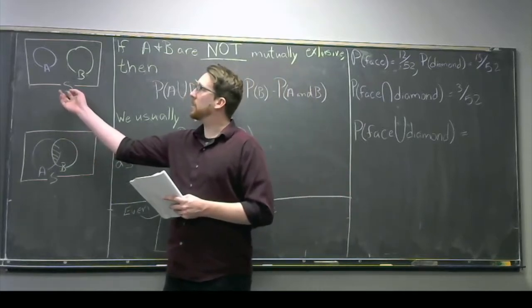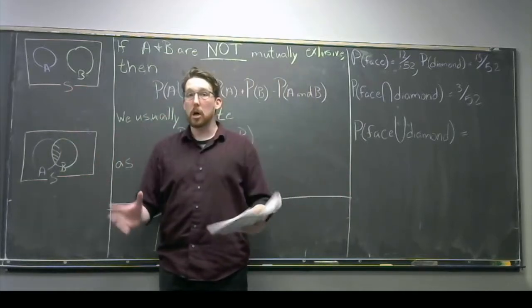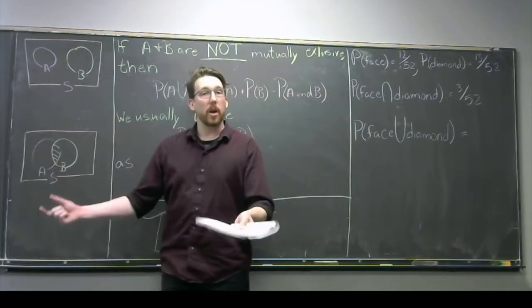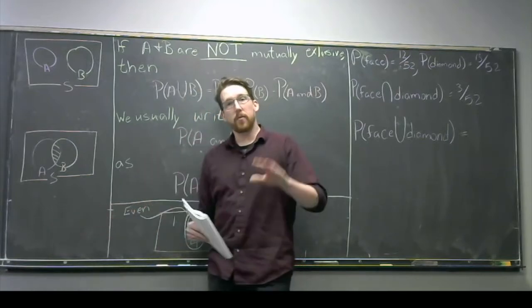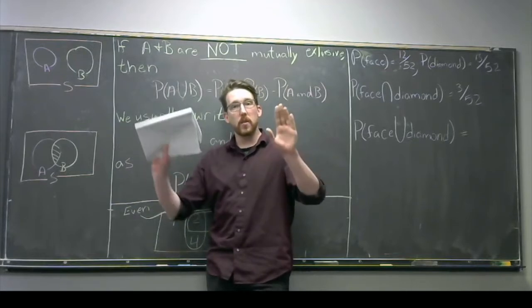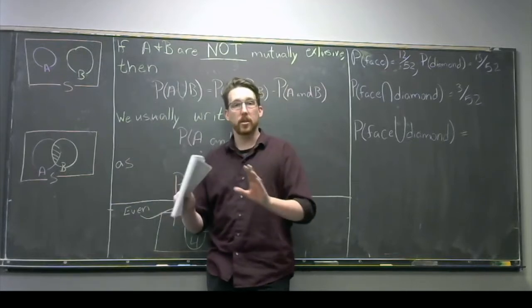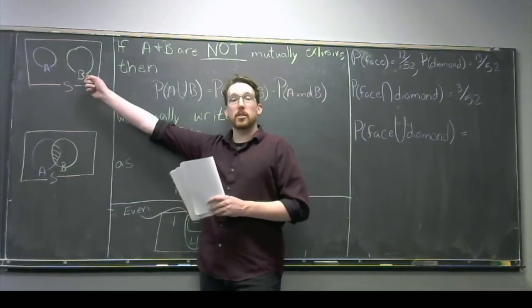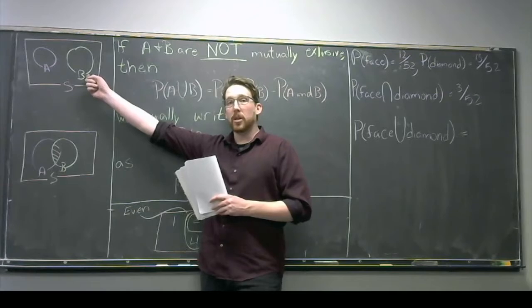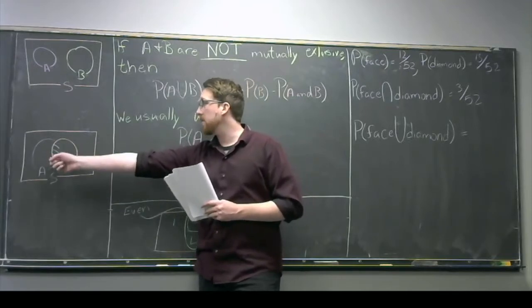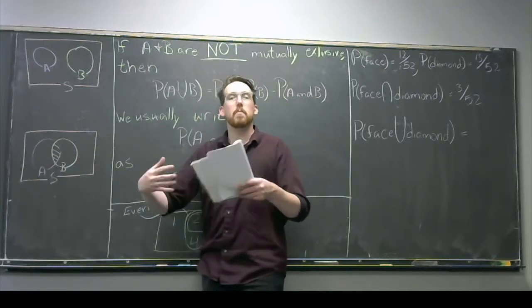Recall, a sample space is the set of all possible outcomes. An event is a subset of that, right? So if we want to know the probability of two different events occurring, we have two different subsets of our sample space that we're considering. In the case where those two different subsets have no intersection, that's the mutually exclusive case. In the case that they do have an intersection, then they're not mutually exclusive.